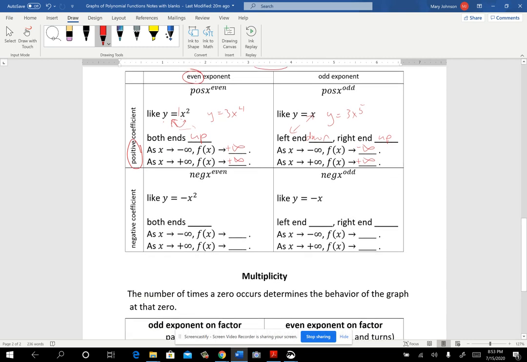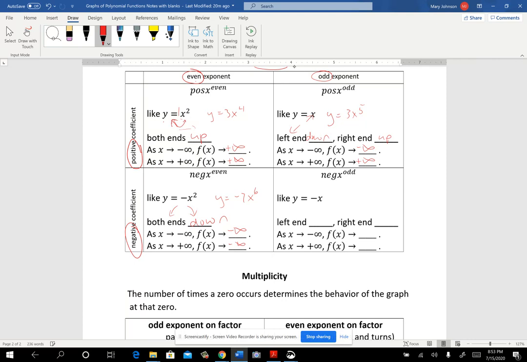Now let's move down to this one. What's changing here is that the coefficient is negative. So pay attention to the exponent being odd or even and the coefficient being positive or negative. So y equals negative x squared. Even when it's something like negative 7x to the sixth, it's going to behave basically like y equals negative x squared, which has both ends down. When x goes to negative infinity, f of x also goes to negative infinity. It points down. In the positive direction, same thing.